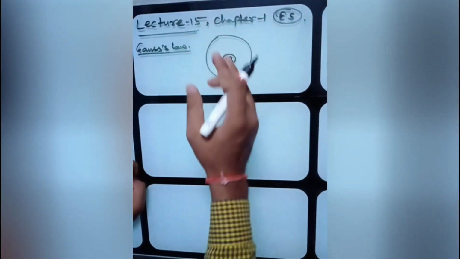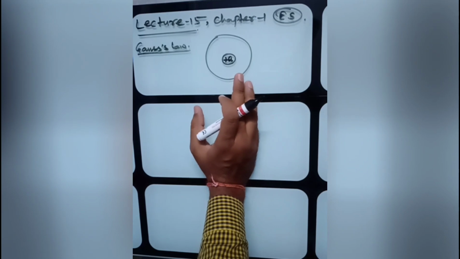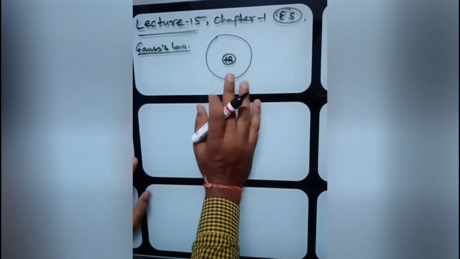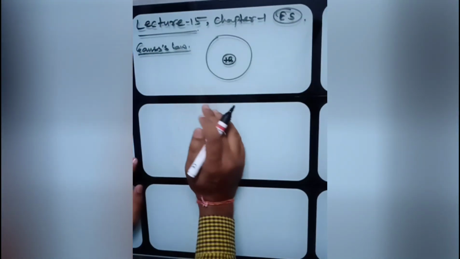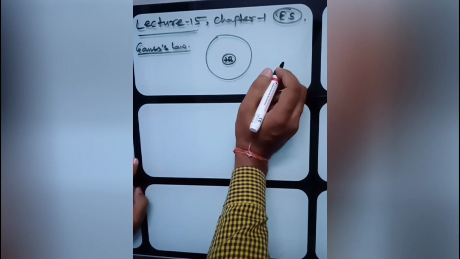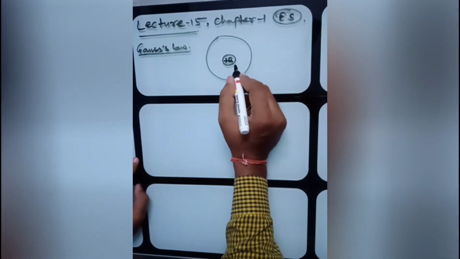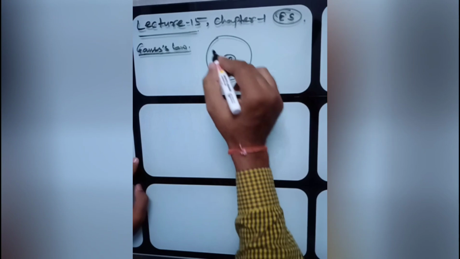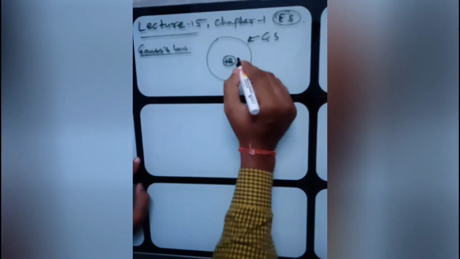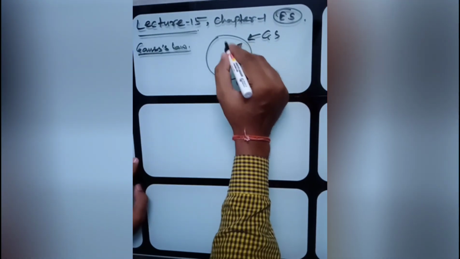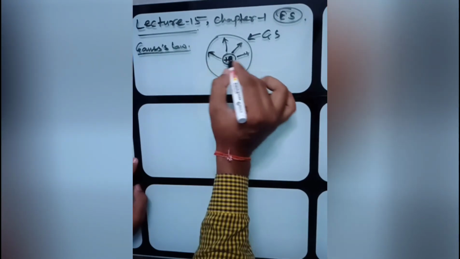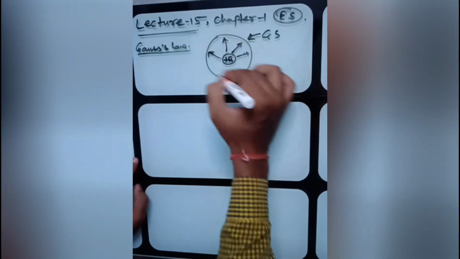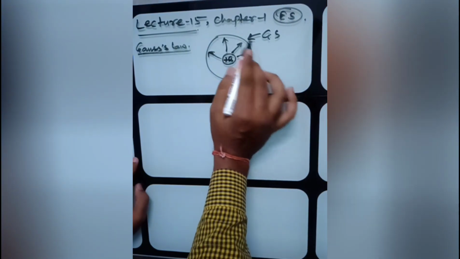We have calculated the electric field, for example, for a ring and rod, but this particular law will simplify finding the electric field. Here, this charge is enclosed within this Gaussian surface. Remember, this is an imaginary surface. Please don't compare this imaginary surface with a conductor. No, it is the Gaussian surface and it is imaginary.